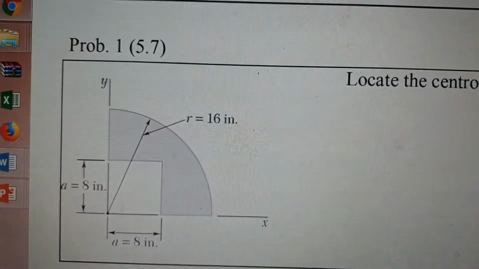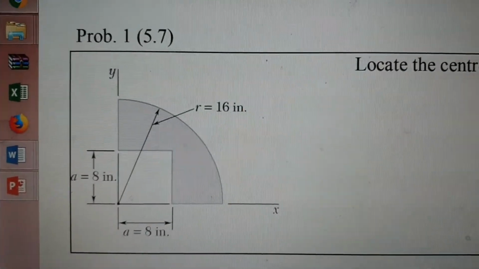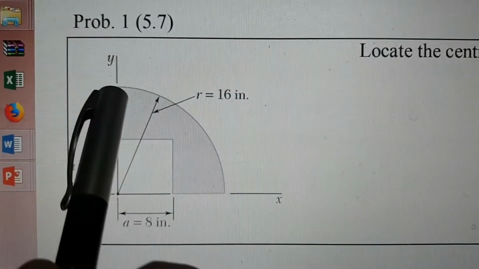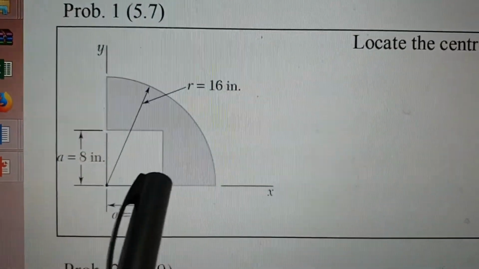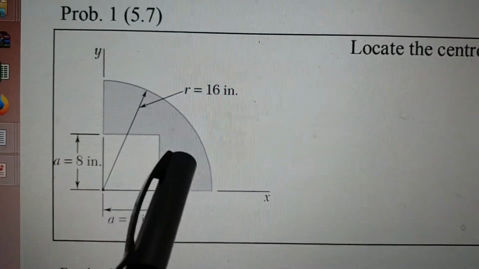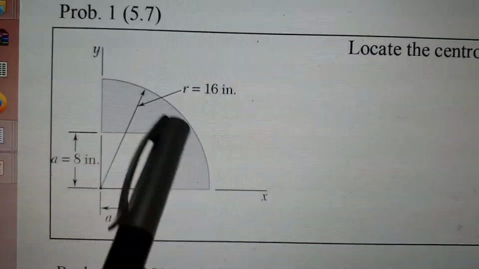Okay, let's look at this homework. Homework number 7, problem number 1. You can see that this is 1/4 of a circle. It's not a complete circle. It's not even half a circle. It's 1/4 of a circle, and the radius of this circle is 16 inch. So the 1/4 of a circle radius is 16 inch.